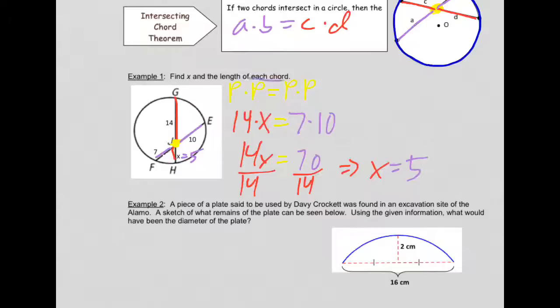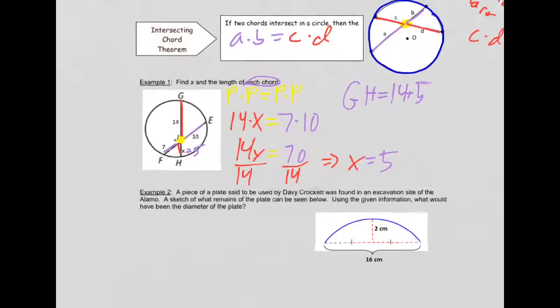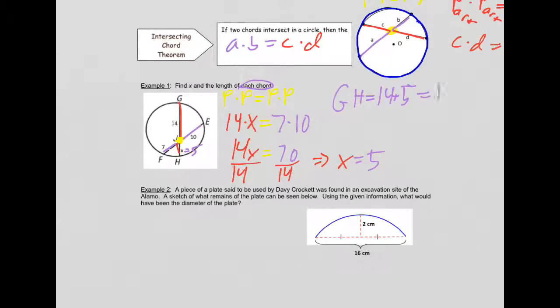Now it wants me to find the length of each chord, so I'm going to say GH equals 14 plus 5, or 19, and FE equals 7 plus 10, or 17.